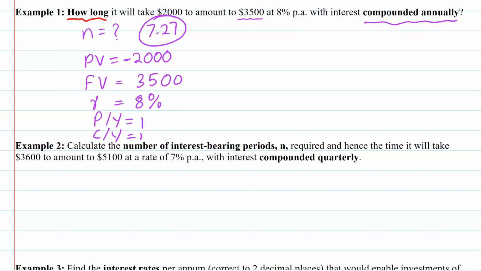So how do I write down the answer? It will take, well, it is in years, therefore you have to round up and you write down 8 years.